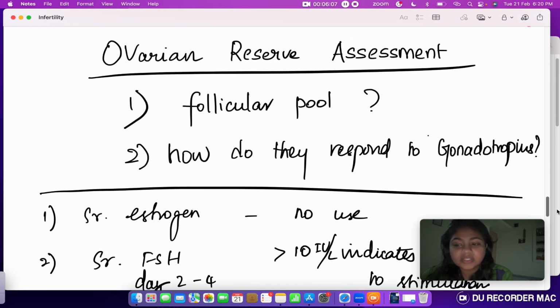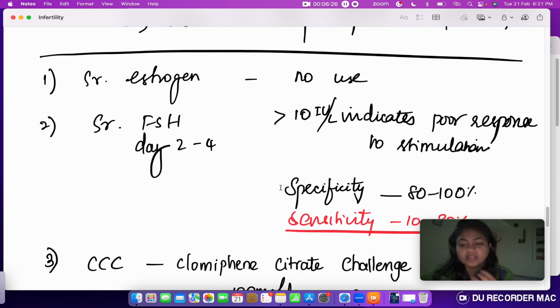Okay, so now we'll assess the ovarian reserve. We have only two intentions: how much follicular pool is there, and how well do they respond to the gonadotrophins if we stimulate. These two things we have to know when going for an assessment. First, serum estrogen. Because estrogen is produced from the ovaries, does it indicate the follicular load? No, because there is some peripheral conversion and also some contribution from the adrenals. So serum estrogen is of no use in assessing the ovarian reserve.